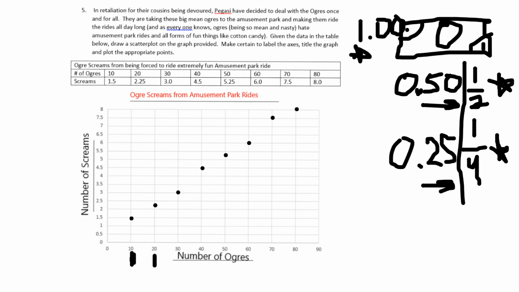And there you have it. That right there is the graph. It's asked us to, given the data in the table below, draw a scatter plot on the graph provided. We did that. Make certain to label the axes. We did that. Title the graph. We did that. And plot the appropriate points. Well, we've done all of that. It's always a good idea when you're finishing up a problem to make sure that you, in fact, answered the question that they asked.